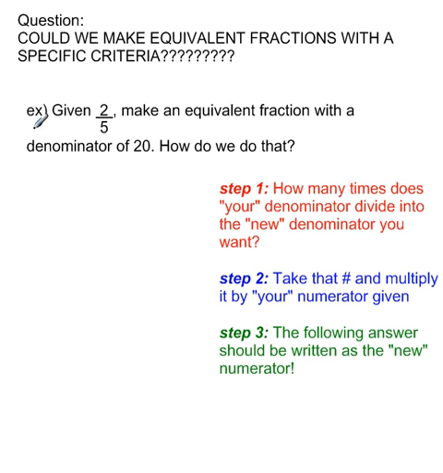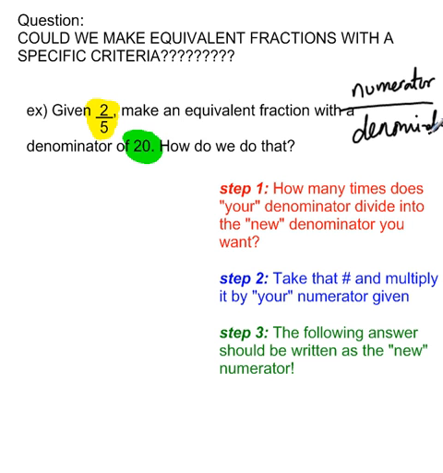Check this one out here. Example: given 2/5, make an equivalent fraction with the denominator of 20. This is what you're starting with, 2/5, and you want to make a fraction with the denominator of 20. Okay, let's recap for a second. The numerator is the number on top, and the denominator is the number on bottom.